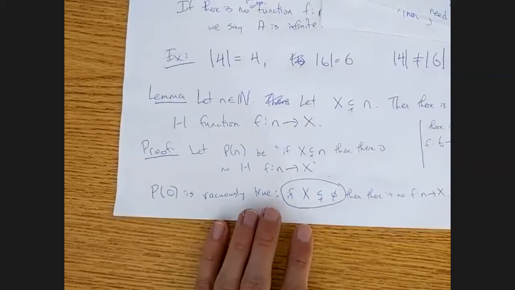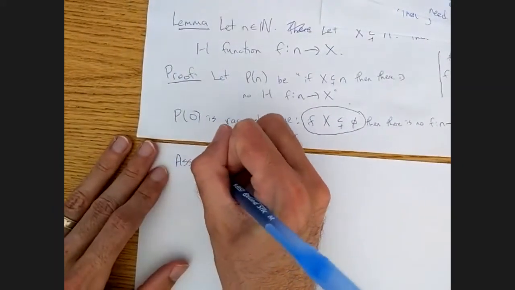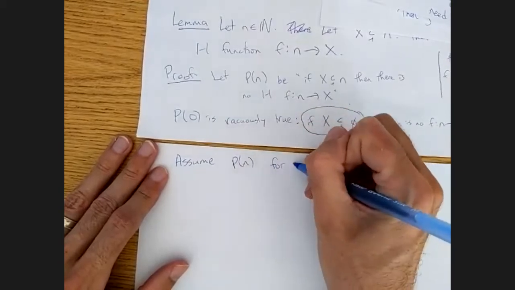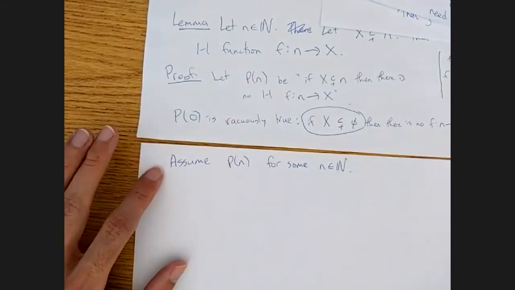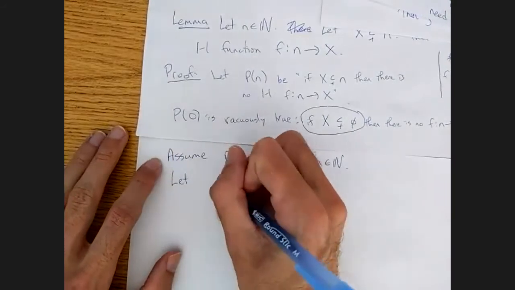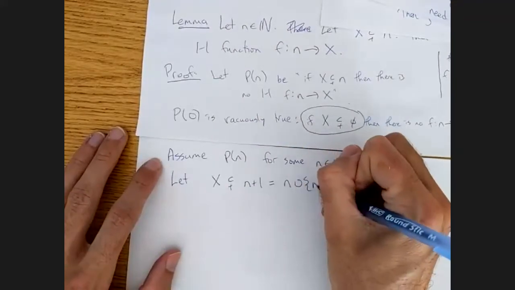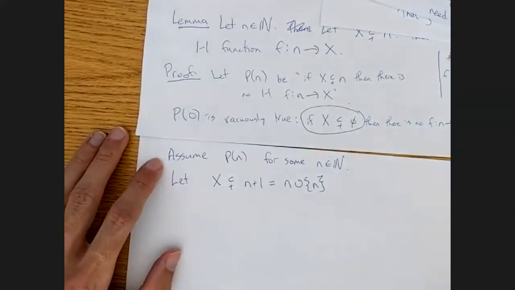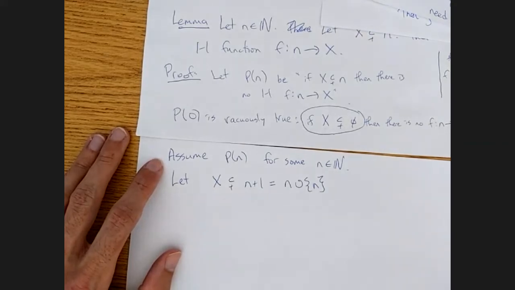Now let's assume P of n for some n. Okay, and now let x be a proper subset of n plus 1. The definition of n plus 1 is just n union the singleton of n. And we have to show that there's no one-to-one function from n plus 1 to x.